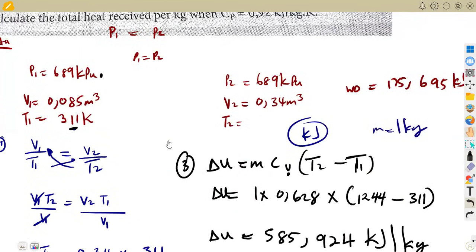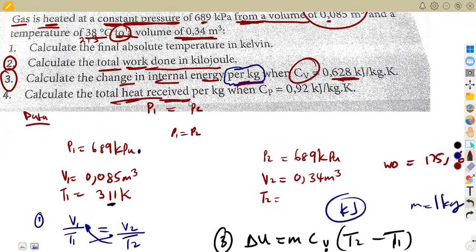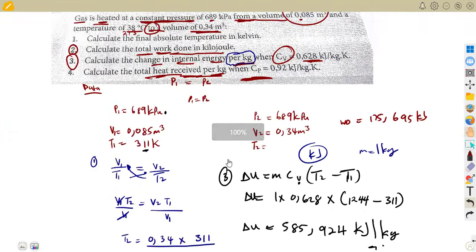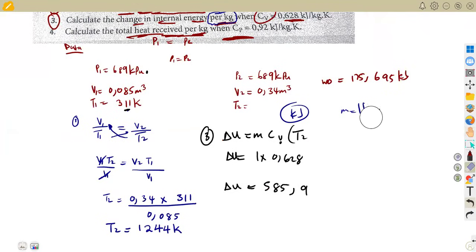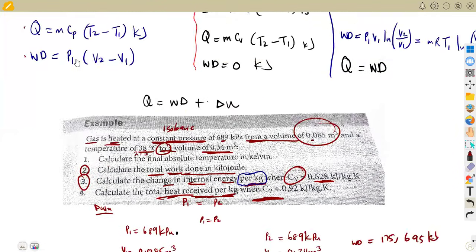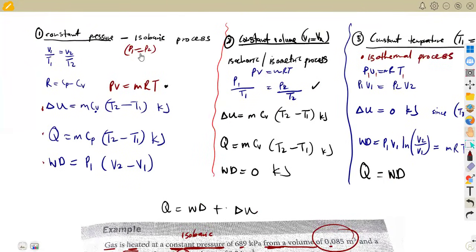Okay, just like that. Then another part was to calculate the total heat received per kilogram, given CP per kilogram again. It means we are using our mass as 1 kilogram. So what is going to be Q, the total heat, given the specific heat capacity? It means we need to use the formula. Remember, we said the Q can be calculated from this formula, M CP, at constant pressure. So that's the formula that you're going to take there.